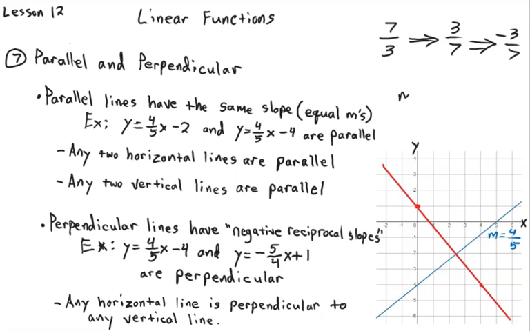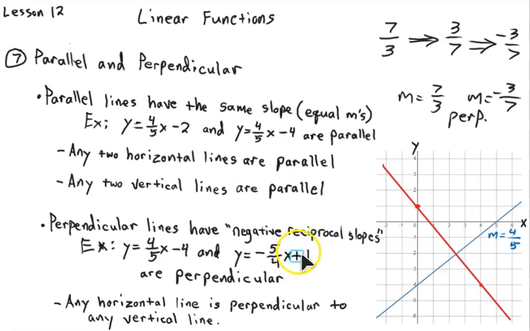Okay, so if one line has a slope of 7/3 and another line has a slope of -3/7, then they are perpendicular. And so the negative reciprocal of 4/5 is -5/4. So the line y = 4/5 x - 4, which is this blue line right here, is perpendicular to this line y = -5/4 x + 1. See, we flipped over the 4/5, so it's 5/4. This one's positive and this one's negative.